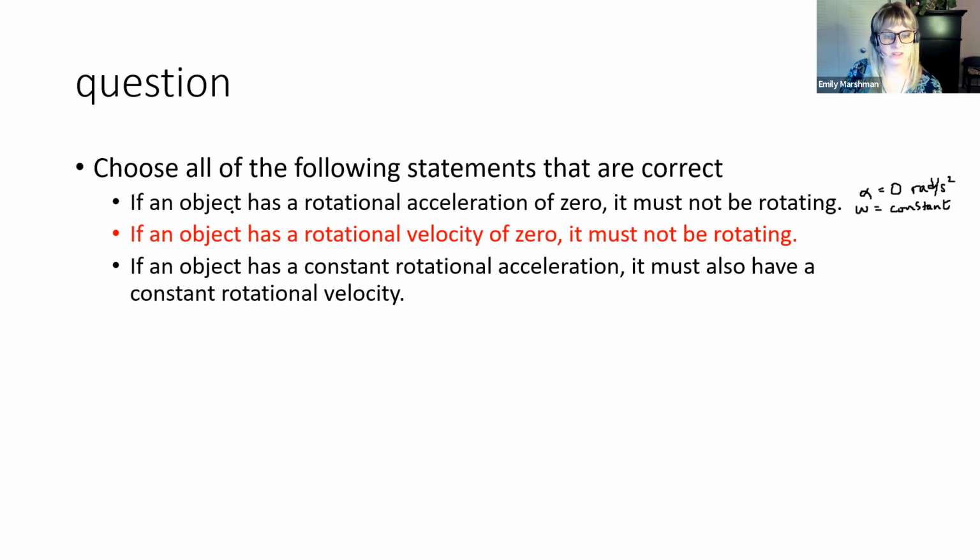The second one is true because if the rotational velocity is 0, that does mean that it's not rotating. It's simply stuck in place. It's just like saying linear velocity is 0, it's stopped. If rotational velocity is 0, it's also stopped. No motion. If an object has a constant rotational acceleration, it must also have a constant rotational velocity. That's not true. If it has a constant rotational acceleration, that means it's either speeding up in the circle or slowing down in the circle. So its rotational velocity is constantly changing. That's the case.